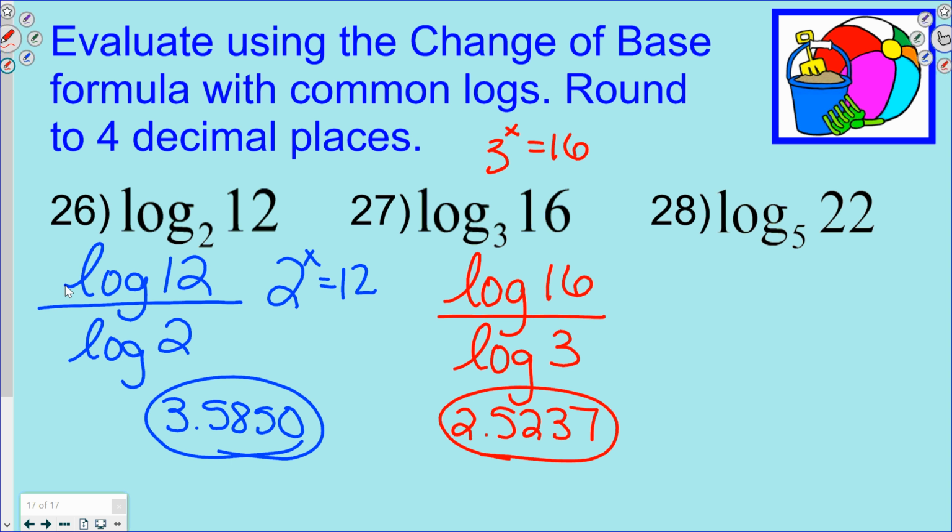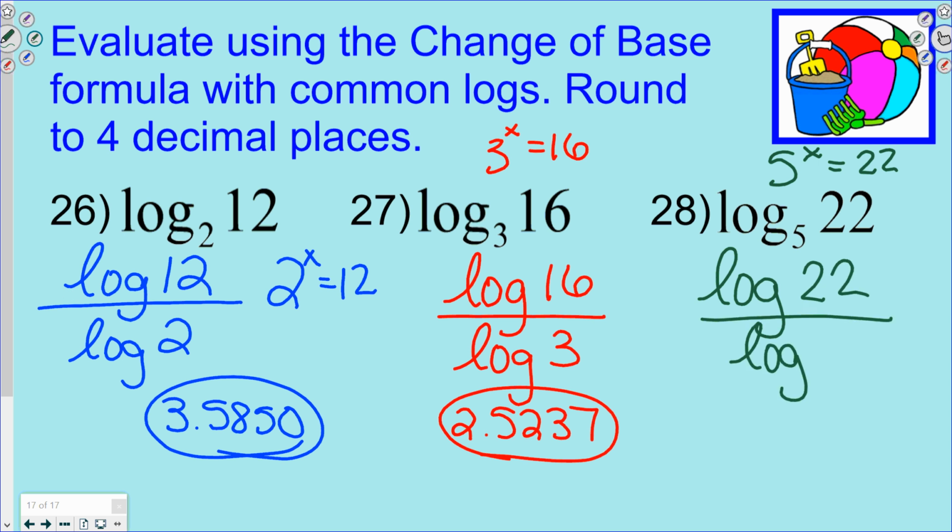So on 28, again, in your calculator, because it's asking 5 to what power equals 22. Don't know, it's not pretty. So log of 22 divided by log of 5. 1.9206. Good. Yes. That's a pretty fraction. You'd come up with that on your own guessing and checking, right?